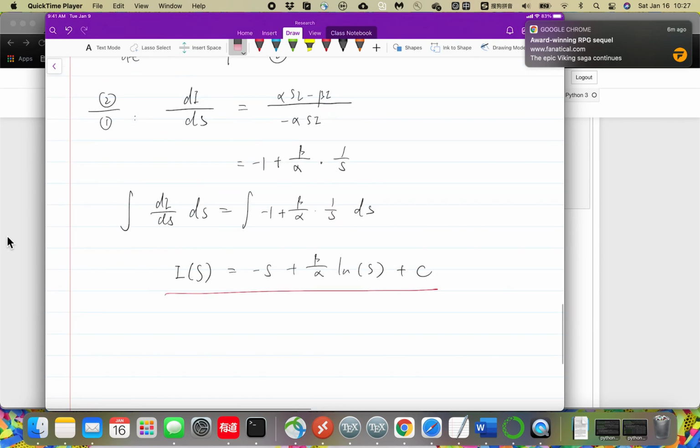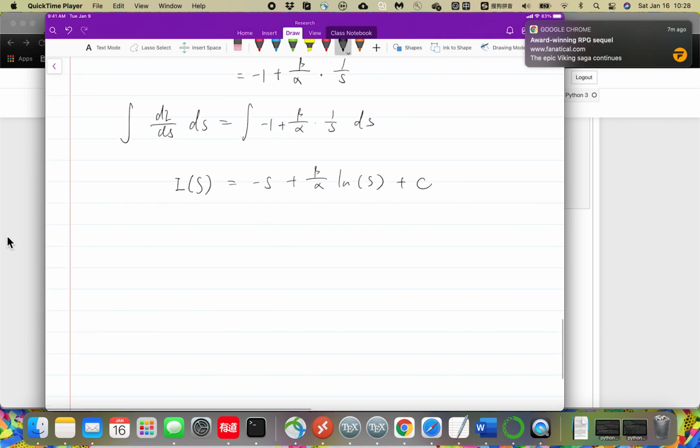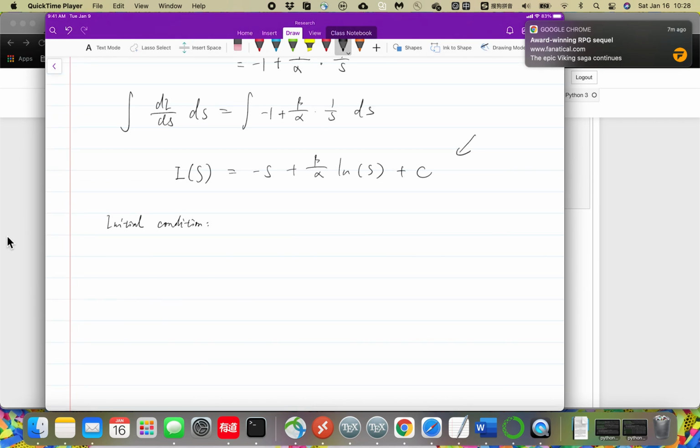Fantastic. Now what do you need? You need to figure out c. For that, you need an initial condition. That's why I say this is an approximation. Everything up to here is correct. But in order to get that one, we make an assumption. We'll assume that S0 is almost 1.